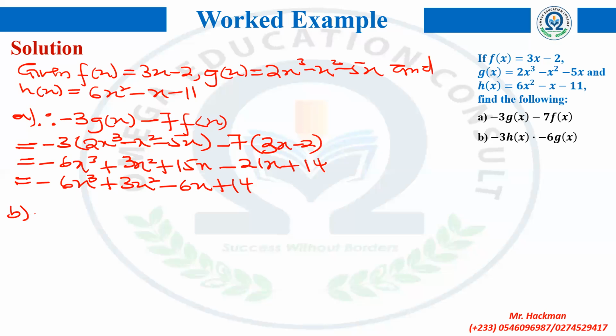So now, what do we have? What are we given? With this one too, we'll draw a conclusion with what we are given. So I can write therefore, my minus 3h of x, then times, so there is a dot here, minus 6, g of x.